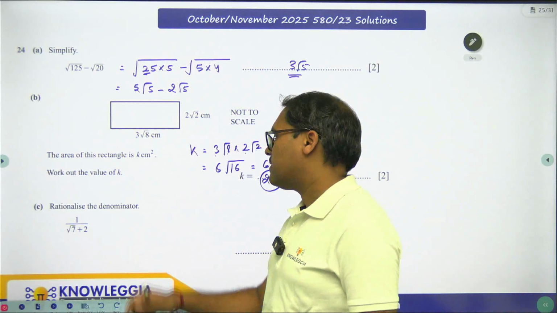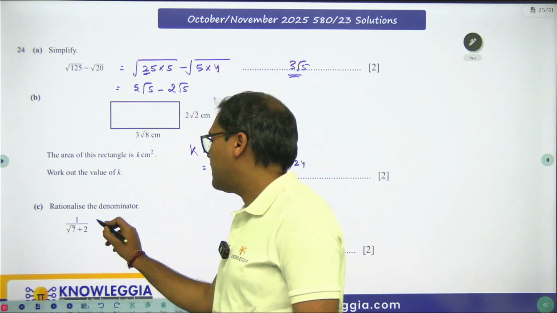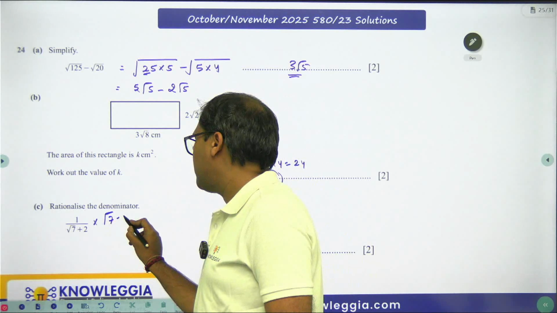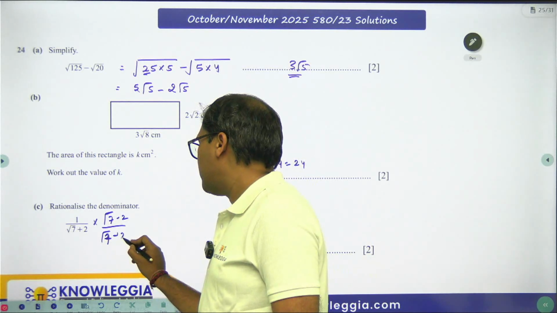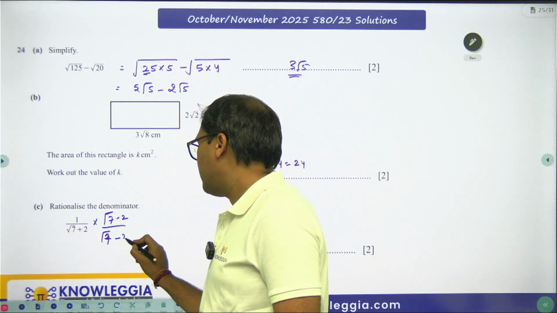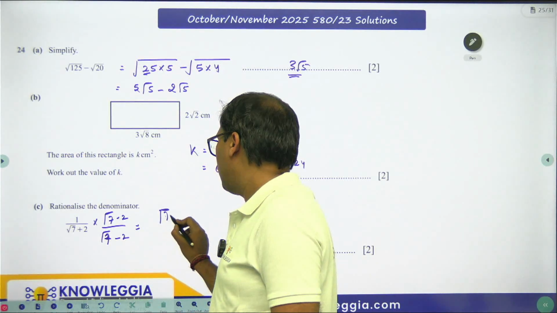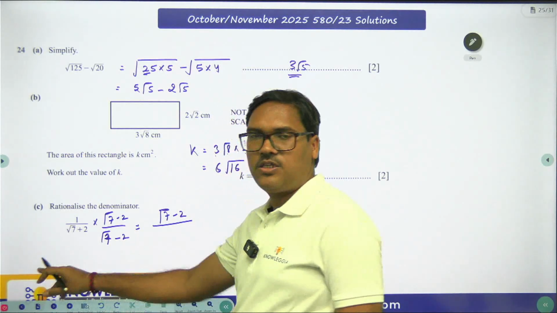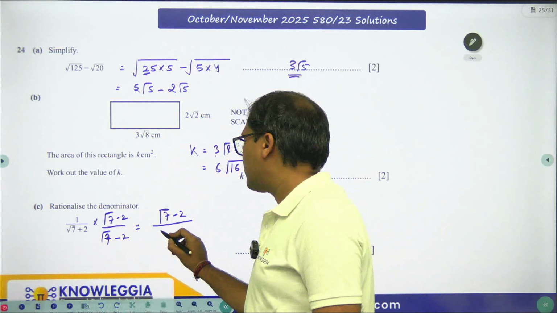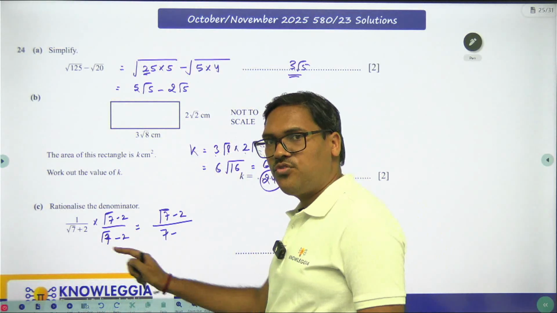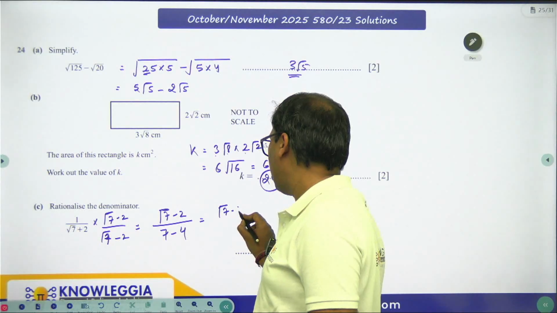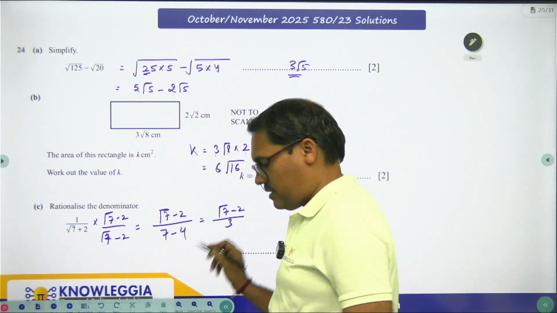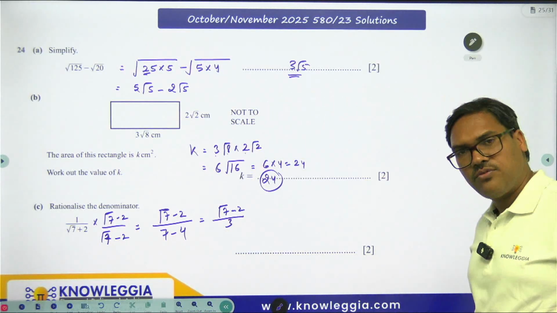Okay. Next question. Rationalize the denominator. So just multiply by root 7 minus 2 upon root 7 minus 2. So this is root 7 minus 2 upon a plus b into a minus b. Root 7 square is 7, minus 2 square, which is equal to 4. So this is root 7 minus 2 divided by 3. That is the correct answer of this question.